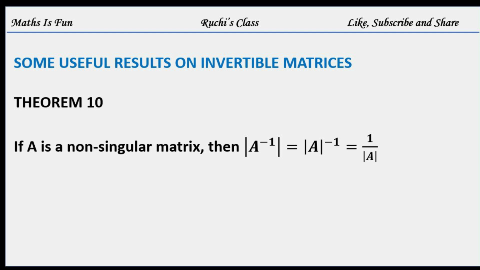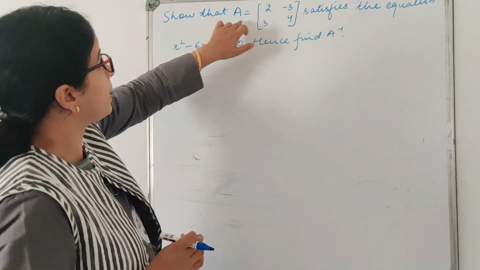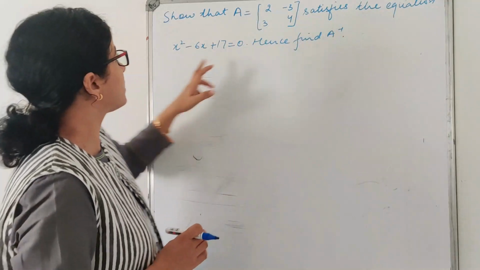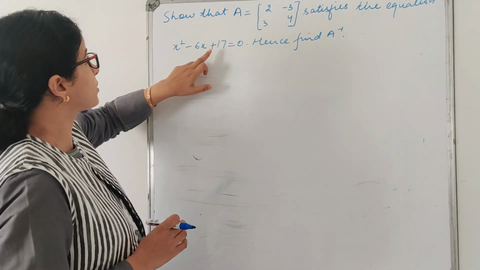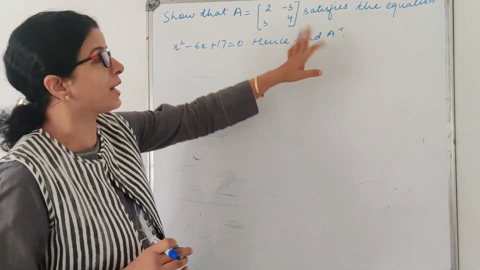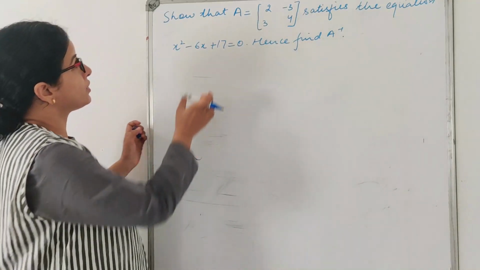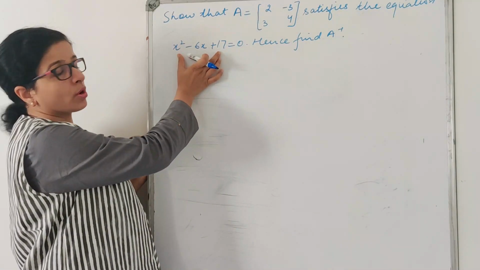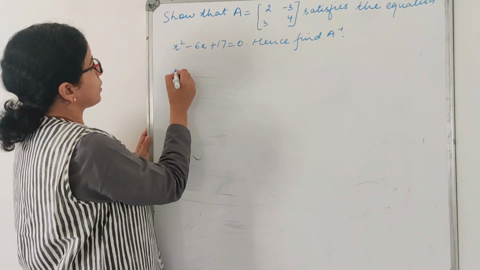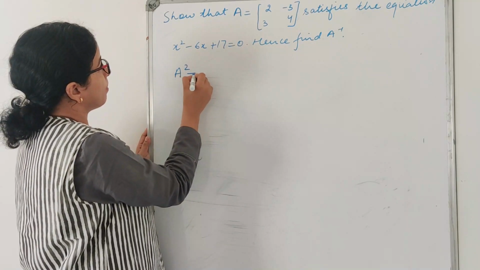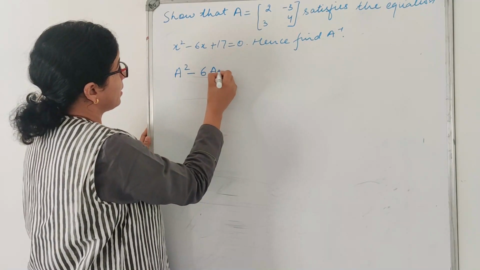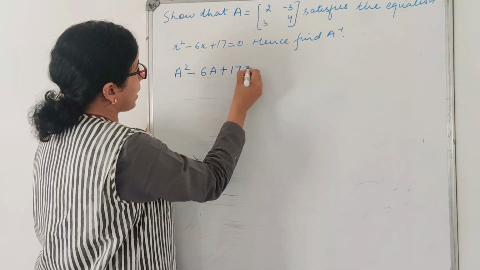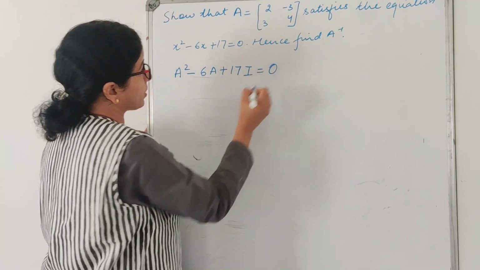So now we'll find the inverse of a matrix when it satisfies some matrix equation. Let us see one example. We have been given matrix A as this, which satisfies the equation x square minus 6x plus 17 equals 0. Hence find A inverse. First of all, we'll check whether it satisfies this equation or not. So what we have to show is A square minus 6A plus 17I equals the null matrix, right?